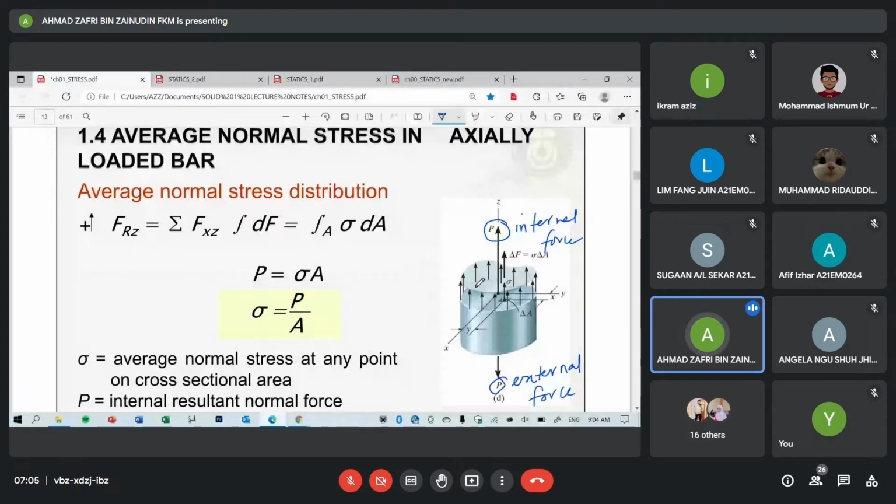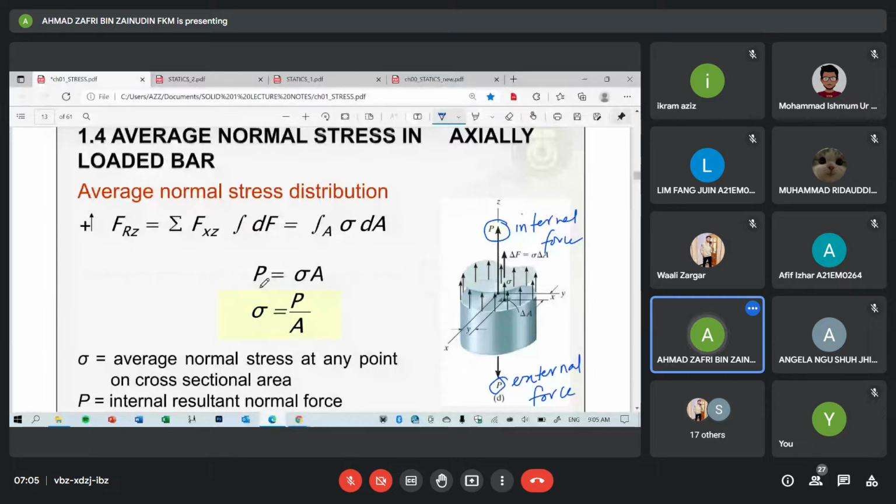It can be any shape. So use the formula that you learned during your mathematics class to find the area. If it is circular, use the formula to calculate the area of a circle. If it is square, use the formula for a square. It can be any shape, as long as you know how to get the area. Then you get the normal stress.